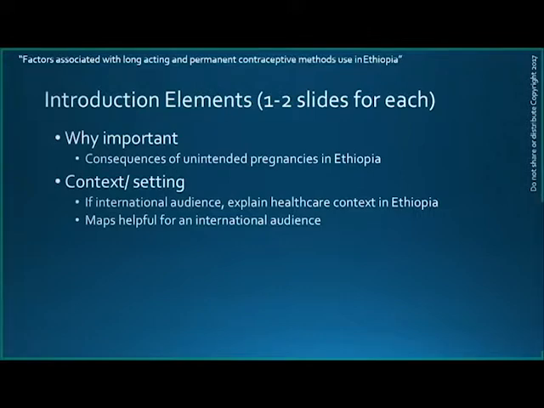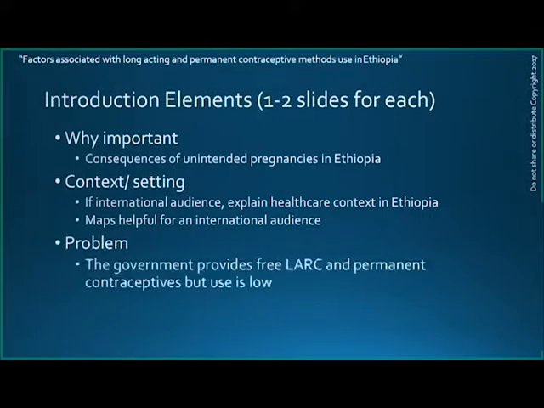Maps are particularly helpful for an international audience to give them a sense of where the study took place. I know that Americans are notoriously horrible at geography, so maps can be very helpful in this regard. You'll want to spend some time describing the problem that you're addressing in your research.